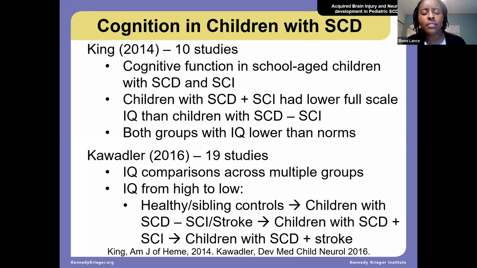Another systematic review looked at 19 studies and compared IQs across multiple groups. Highest IQs were in healthy or sibling control patients, followed by children with sickle cell disease without brain injury, followed by children with sickle cell disease and silent cerebral infarcts. And then with the lowest IQs were children with sickle cell disease and stroke. So really, again, you see that brain injury impacts these patients, but also that there's something else going on in sickle cell disease that's impacting cognition.